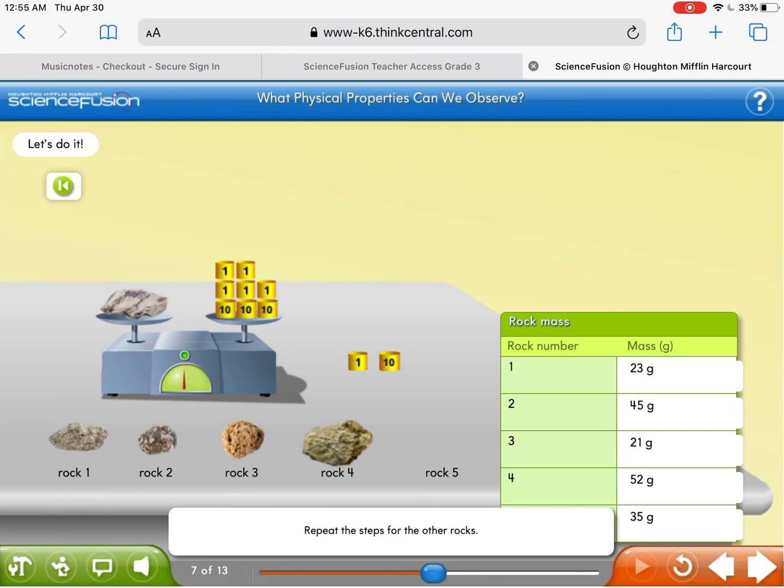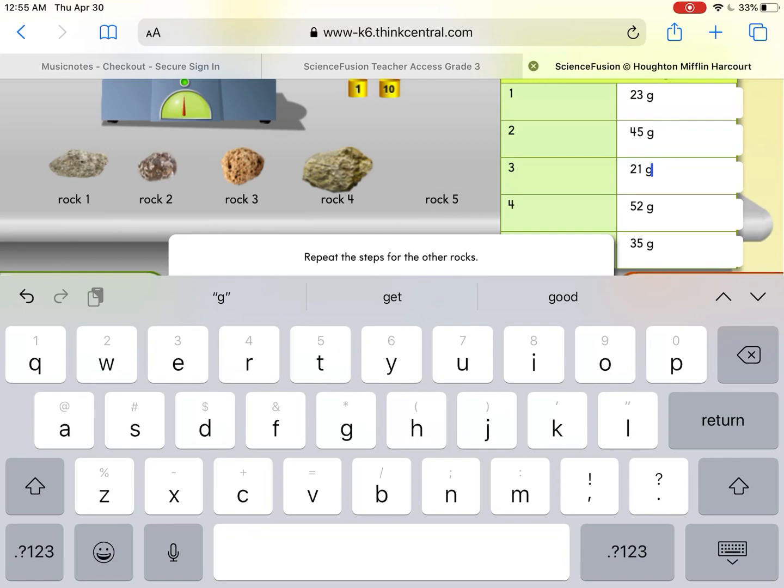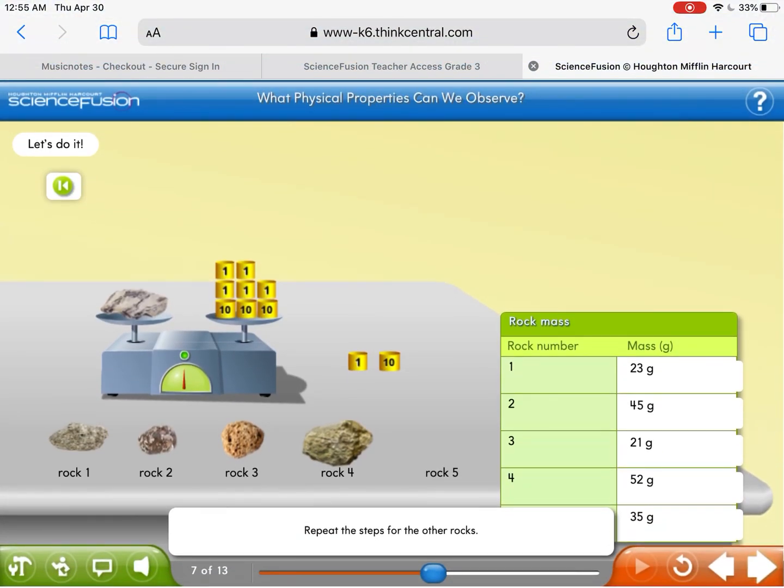All right, so let's look at all of the measurements over here. So it looks like I was right, and rock 3 was the lightest because it's 21. And then rock 1 is the second lightest, so I was not correct with that. So it's 3, and then 1, and then number 5 is 35 grams, so that's the next lightest. Then number 2 is 45 grams, so the next heaviest.